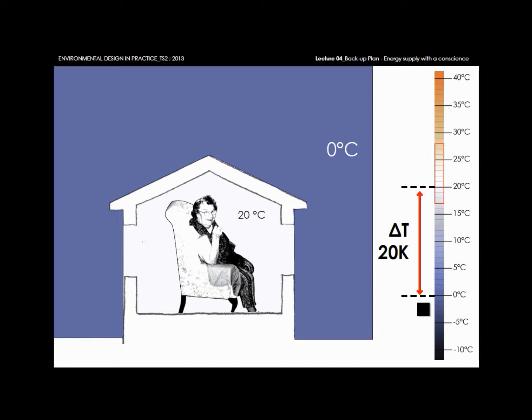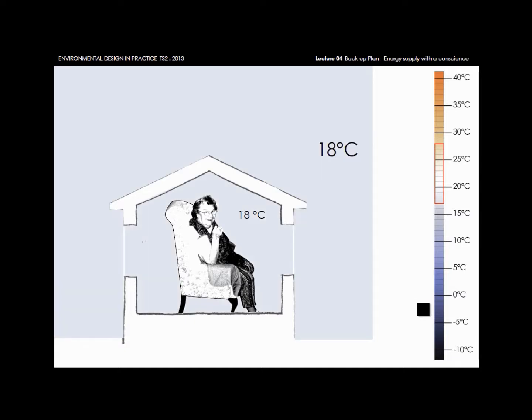And of course, as outside warms up, then that delta T reduces. If it was only 0 degrees outside, then we can say there's only a 20-degree difference, or 20 Kelvin delta T. Or if, for instance, we say, well, actually it is 18 degrees outside and it's 18 degrees inside, well, then we can say there is no temperature difference, and therefore there's going to be no heat loss.